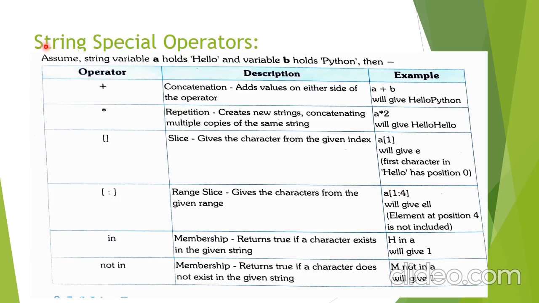Now a few examples I have given here regarding the special meaning of string operators. When we use the plus sign, it is considered concatenation. What is meant by concatenation? For example, my value of a is "hello" and value of b is "Python". Both are strings, and whenever I use the plus sign between these two strings, it will concatenate them. So a becomes hello and b becomes Python. Concatenate means merging two strings, so the output will be hello Python.